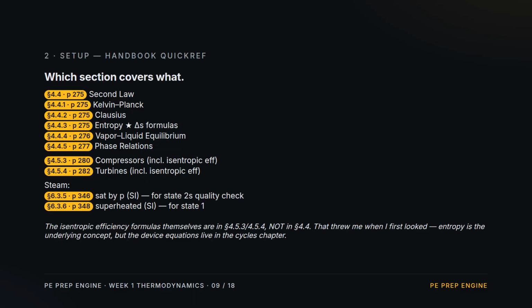Handbook quick reference. The second law chapter holds Kelvin, Planck, Clausius, the entropy definition, and the entropy change formulas. The isentropic efficiency formulas are not there. They live in the cycles chapter. Today's steam problem also needs the SI steam tables.